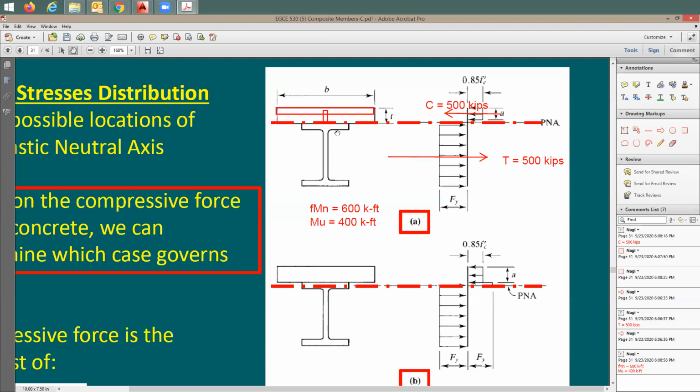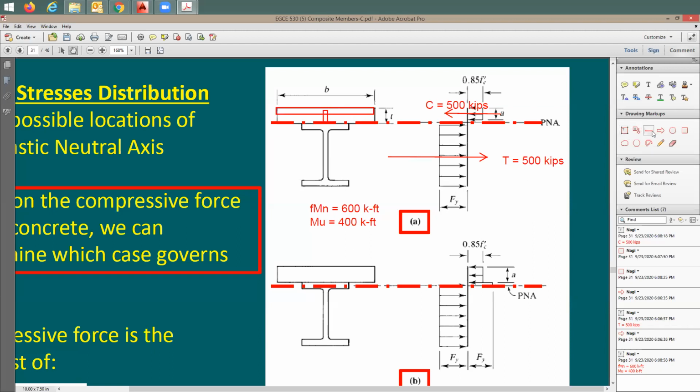You don't have to add lots of studs. So the steel beam size is the same, concrete is going to be the same. But I'm going to limit the amount of force to be transferred from the steel to concrete. And instead of 500 kips, I'm going to make it, let's say, 450. Does it make sense? Yeah.